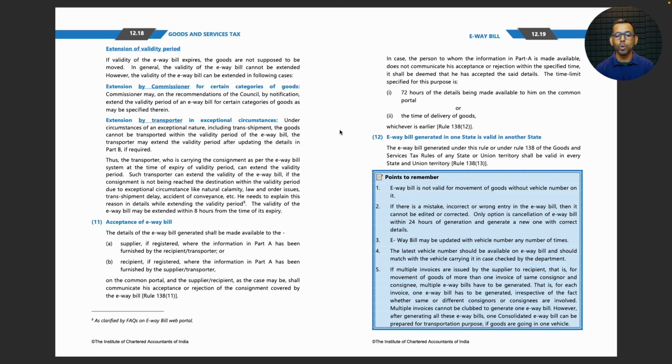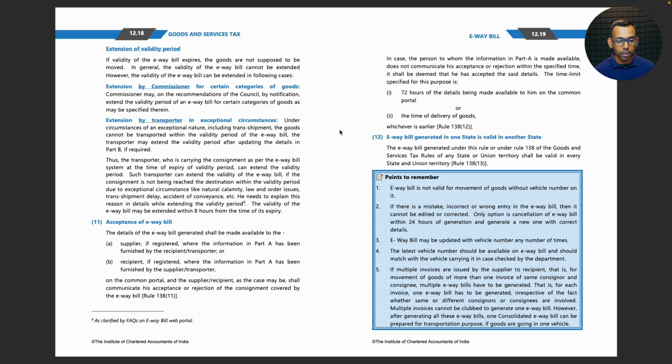Thus, the transporter who is carrying the consignment as per the e-way bill system at the time of expiry of the validity period can extend the validity period. Such transporter can extend the validity of the e-way bill if the consignment has not reached the destination within the validity period due to exceptional circumstances like natural calamity, law and order issues, transshipment delay, accident of conveyance, etc. He needs to explain this reason in detail while extending the validity period. The validity of the e-way bill may be extended within 8 hours from the time of its expiry.